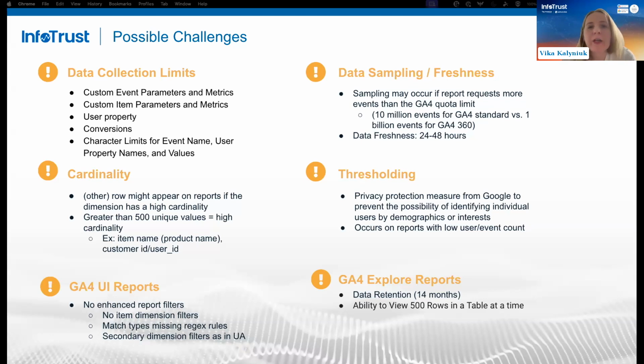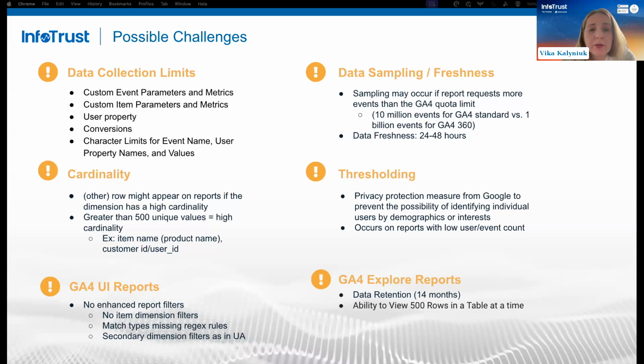If you have an e-commerce site, obviously item dimensions would be something that you would like to filter, but unfortunately it's not yet available in the GA4 UI. And the secondary dimensions differ from those in Universal Analytics, which means you cannot really filter by the secondary dimensions yet. So there are some limitations, or some cautions, that you need to be aware of before actually diving into the GA4 UI.